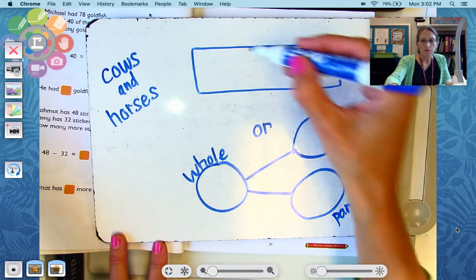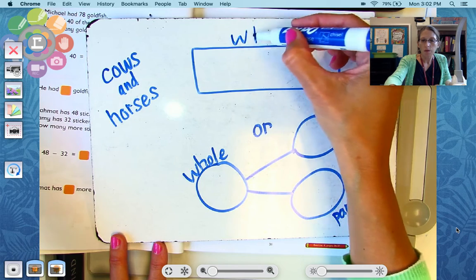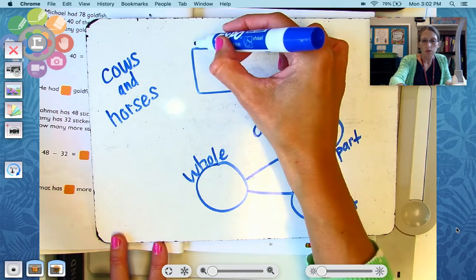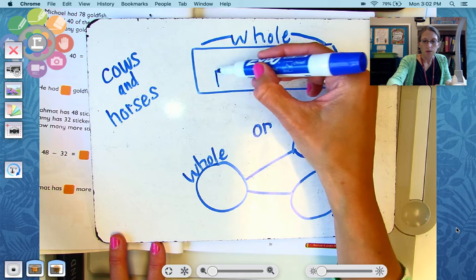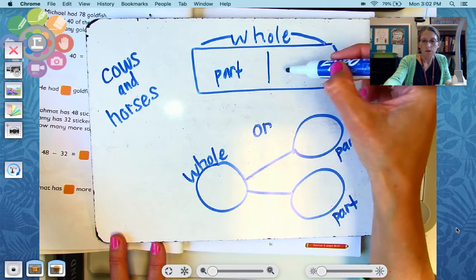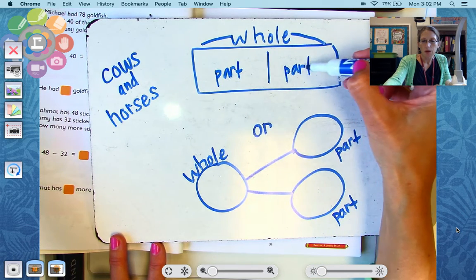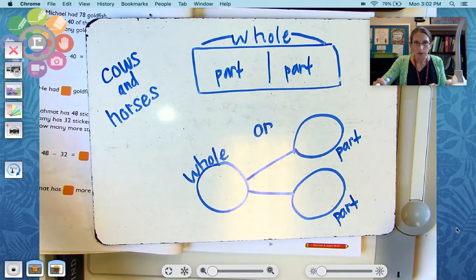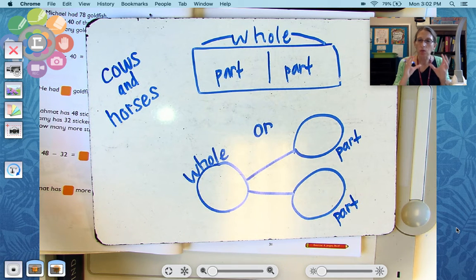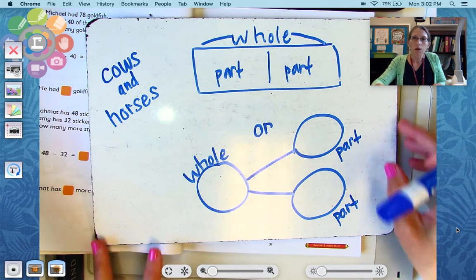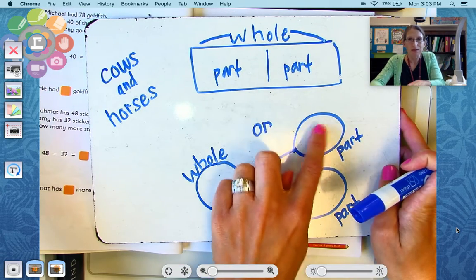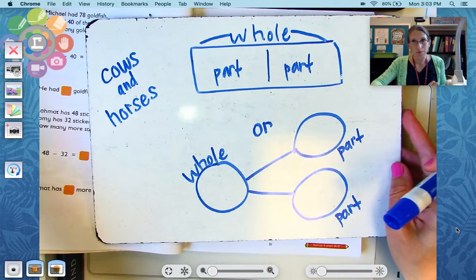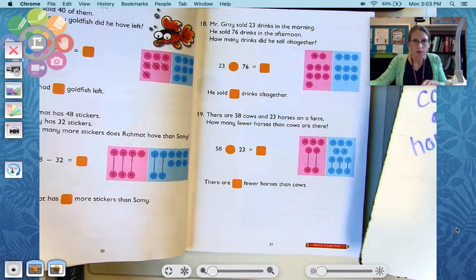Okay. And then for my unit bar, this whole thing is the whole. All of this is the whole number. And this is one of the parts. This is the other part. Okay. So when we're comparing, we're usually thinking about, well, the bigger one is the whole number. The smaller number is one of the parts. And then the missing part is the difference between those two numbers. So let's see what that would look like.